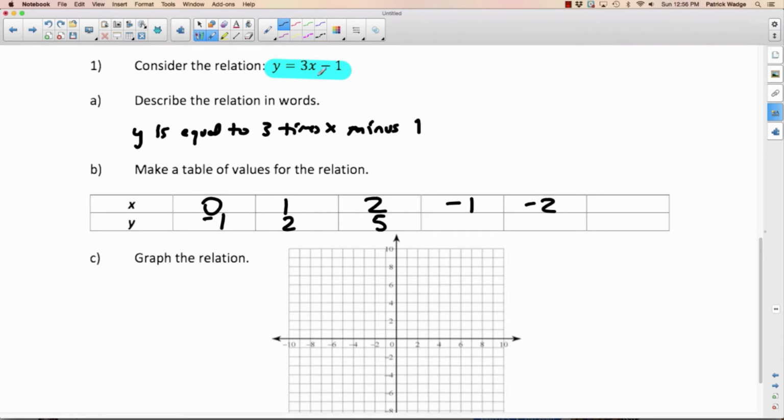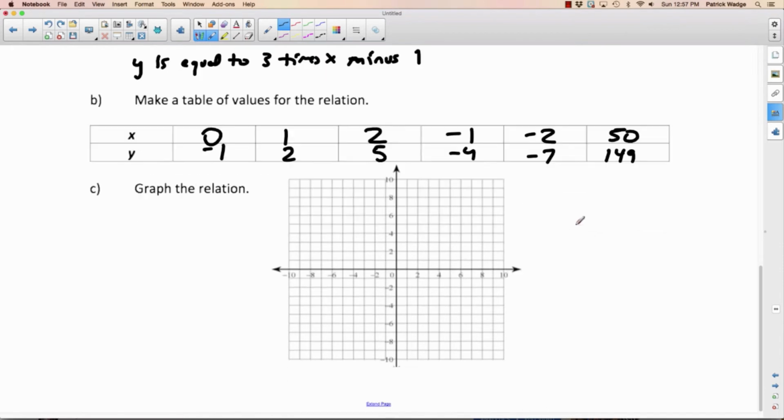Okay, let's try -1. Be careful. 3 times -1 is -3, and take away another 1 is -4. And if I put -2 in there, 3 times -2 is -6, and take away another 1 is -7. Okay, let's put one point that won't fit on our graph. Let's put 50. 3 times 50 is 150, minus 1 is 149. We won't be able to graph that point, but what the heck, we'll just show you that they don't have to fit on the graph.